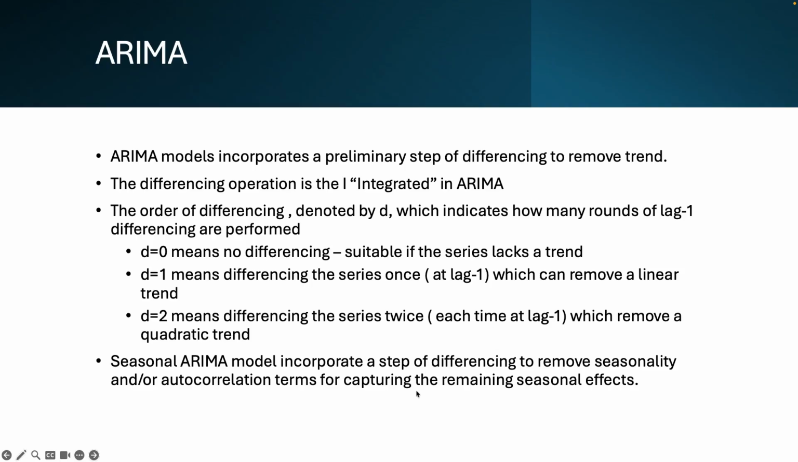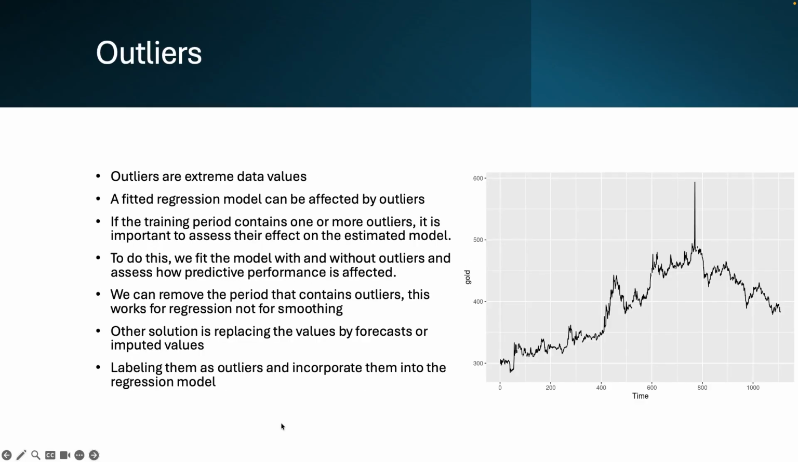And we have seasonal ARIMA, which some books call SARIMA. The seasonal ARIMA model adds a step of differencing to remove seasonality, or autocorrelation terms for capturing the remaining seasonal effect. So we do have a seasonal ARIMA, and its D is a different D from the earlier one. We can set how many times we would like to do differencing for the seasonality. So far we talked about how linear regression models can capture trend and seasonality, and autocorrelation through the autoregressive models.